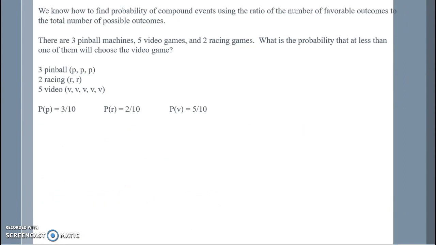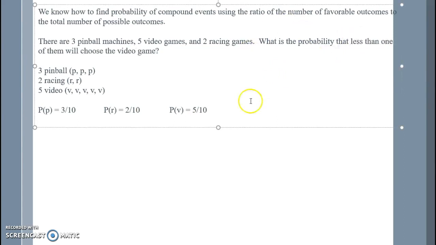Again, keeping the same scenario. This time we want, what is the probability that less than one of them will choose the video game? So less than one of them will choose the video game.